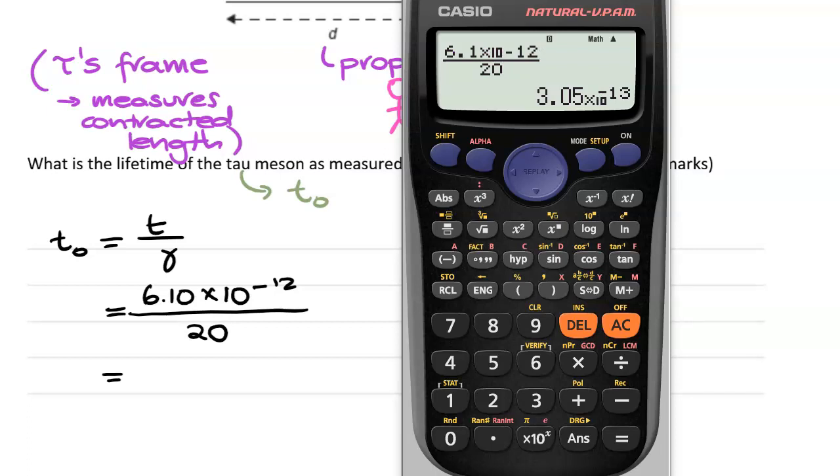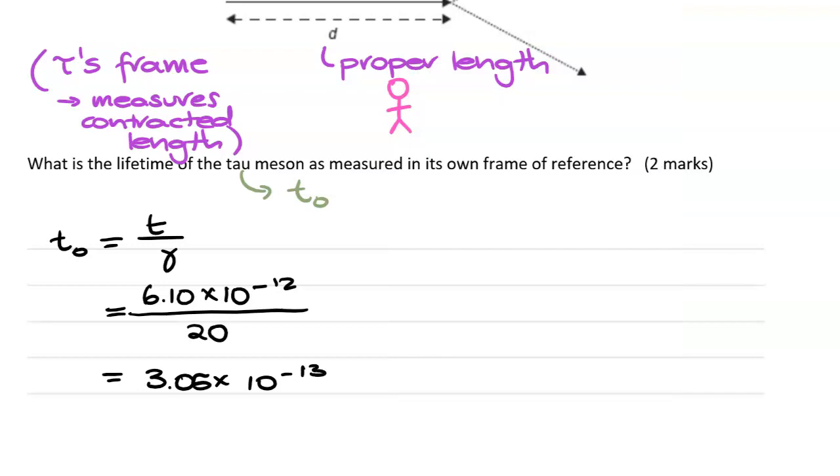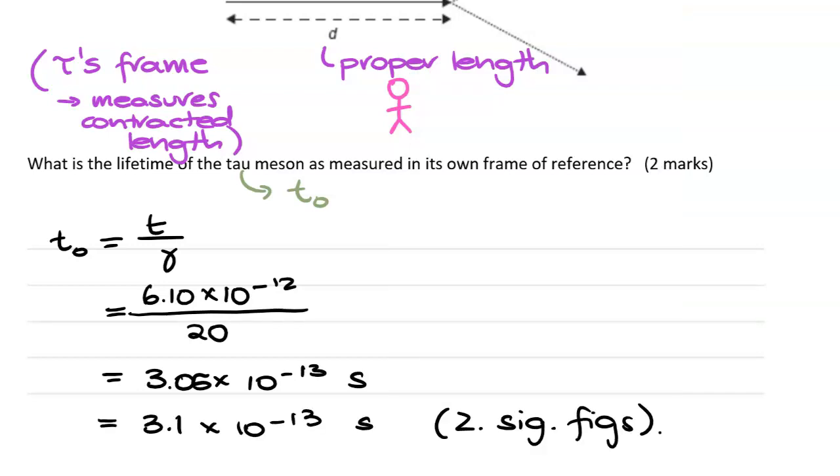You might argue that we should be doing that to 2 sig figs because they gave us gamma as 20. I'm looking at the solutions here and they give this. I'm going to put both because sig figs are important. So that is the lifetime of the tau meson as measured from its own frame of reference. Remember, when you're measuring something within your own frame of reference, you're stationary with respect to that, you're measuring a proper something.